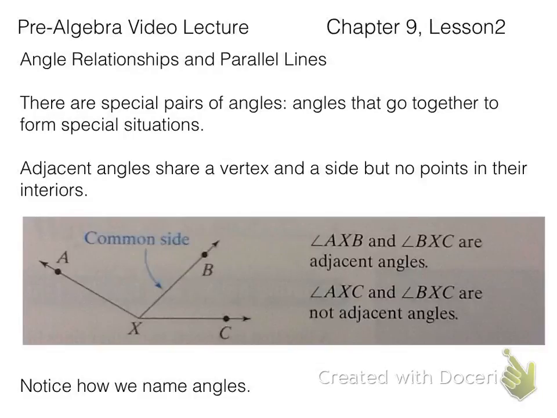Good morning. This recording is for Pre-Algebra Chapter 9, Lesson 2, Angle Relationships and Parallel Lines. There are special pairs of angles that go together that form special situations.